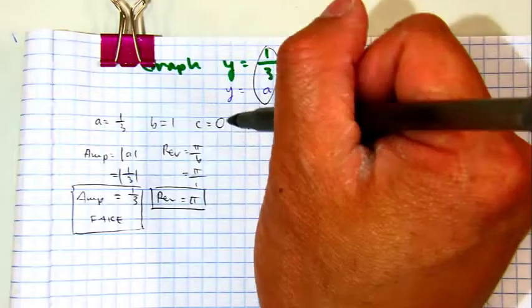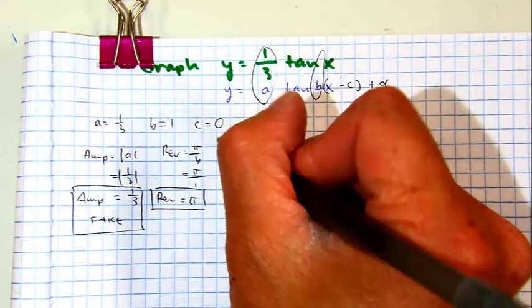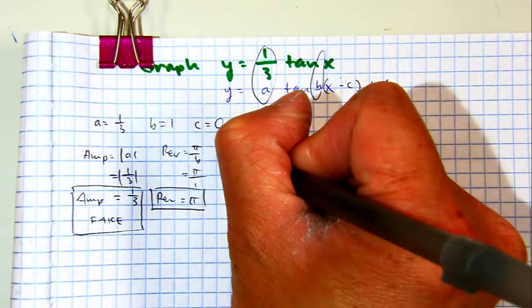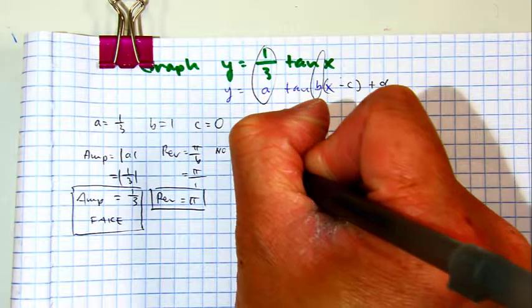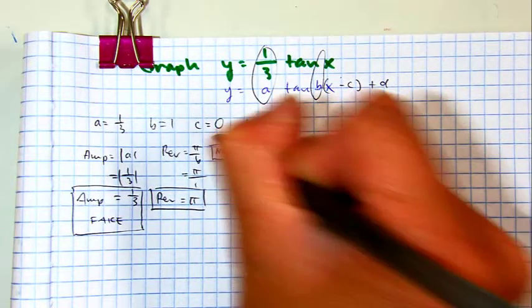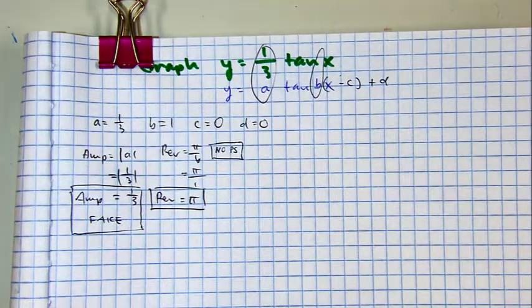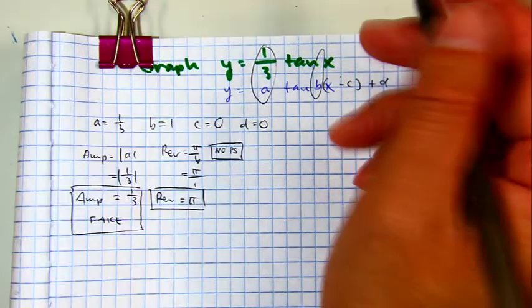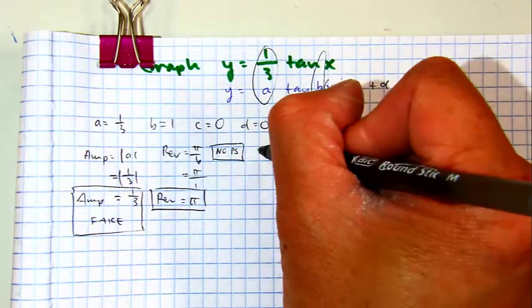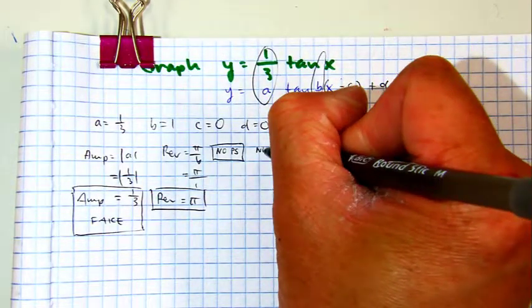Class, what does the C value tell us? Yeah, so there is no phase or horizontal shift, right? There is no parentheses. It's not going to move off the origin. You're going to start at the origin. And your D value tells you what? It's not going to go up or down, so that's no vertical shift.